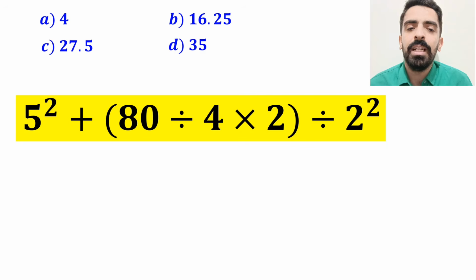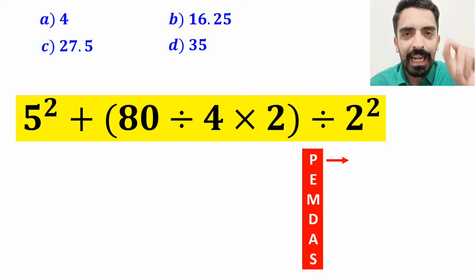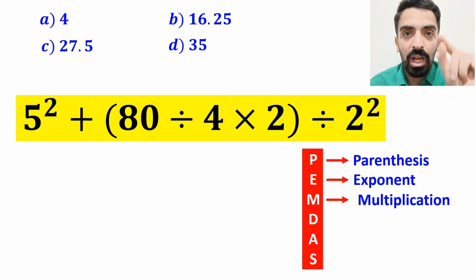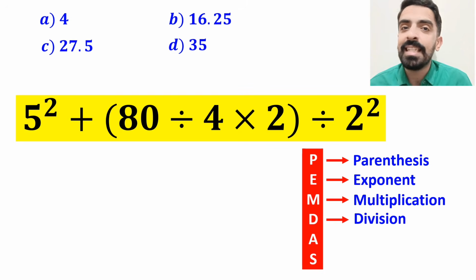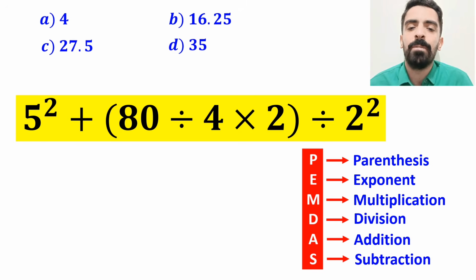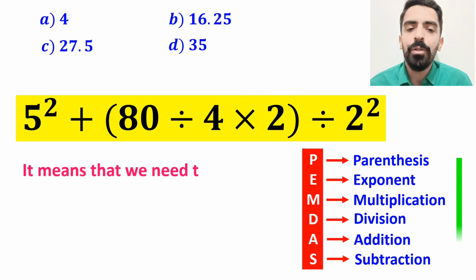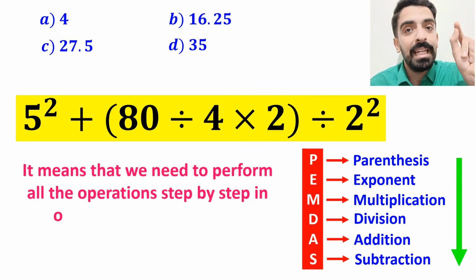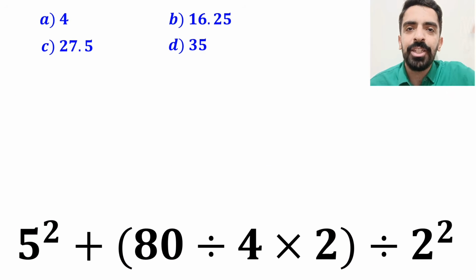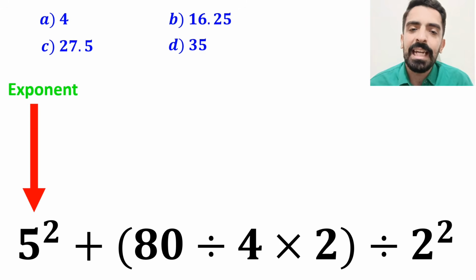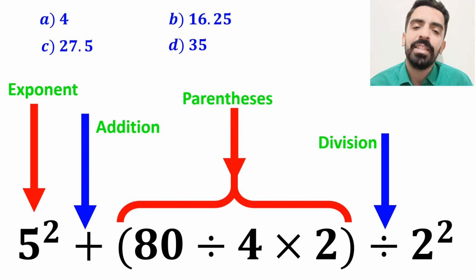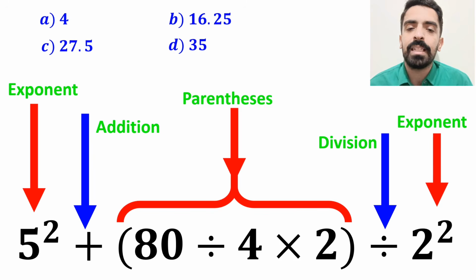To solve this question, we must follow the PEMDAS rule. In this rule, P stands for parentheses, E stands for exponent, M stands for multiplication, D stands for division, A stands for addition, and S stands for subtraction. It means that we need to perform all the operations step by step in order from top to bottom. Okay, as you can see in the image, in this expression, first we have an exponent, then an addition sign, followed by parentheses, then a division, and finally another exponent.